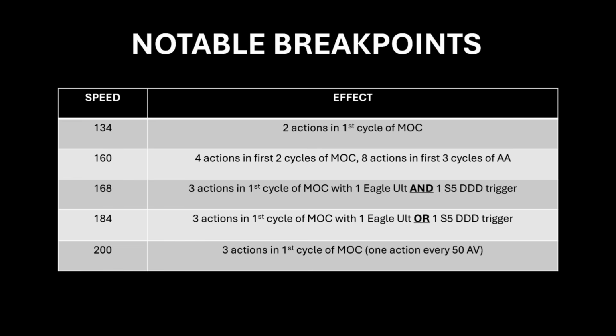Knowing this, here are some common speed targets for your characters. 134 speed gets you 2 turns in the first wave of Memory of Chaos and 4 turns in the first wave of Anomaly Arbitration. 160 speed gets you 4 turns in the first 2 waves of MOC and 8 turns in the first 3 waves of Anomaly Arbitration. For most players, this is the best target speed for their supports.